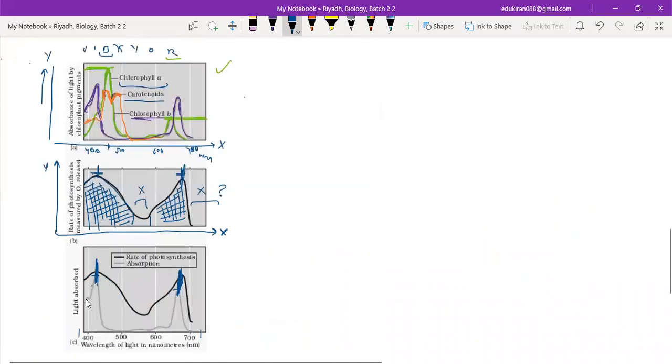Now we know through research that it's true, because chlorophyll a, carotenoids, and chlorophyll b, all the 3 pigments which cause photosynthesis, absorb the most amount of light energy in the blue and the red spectra, where the photosynthesis is also the highest. Is it clear, everyone? So that is the summary.